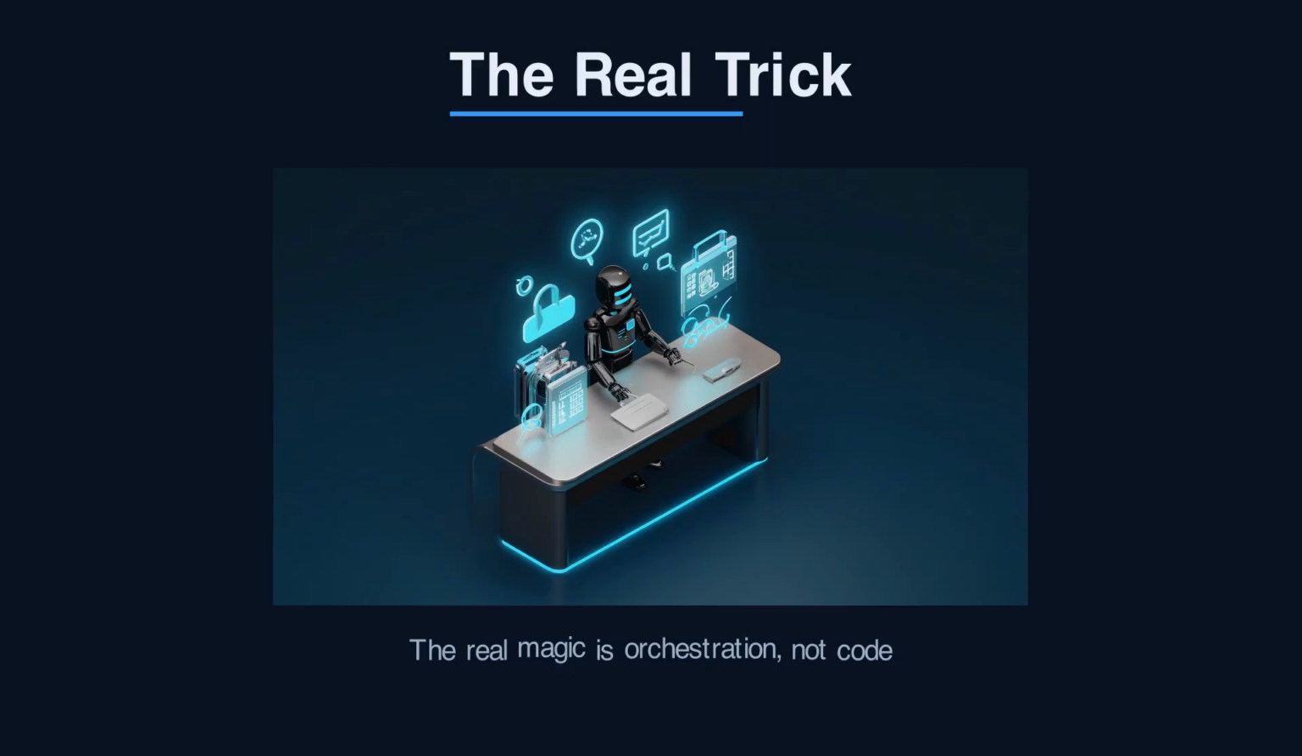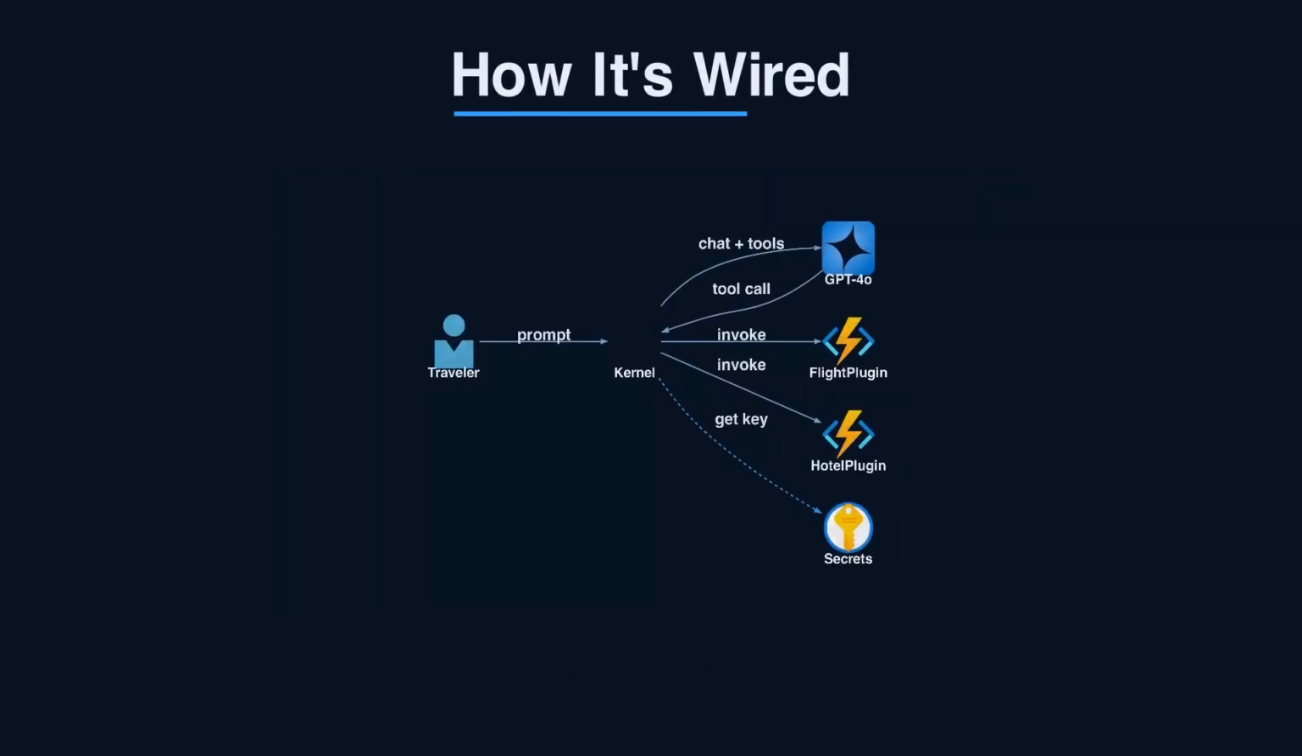One number to anchor it. GPT-4o can request several tool calls in a single turn. That cuts round trips. We cover three things: kernel setup, plugins as functions, and automatic function calling. One default in there is wrong and burns tokens. I'll flag it. Here's the wiring.